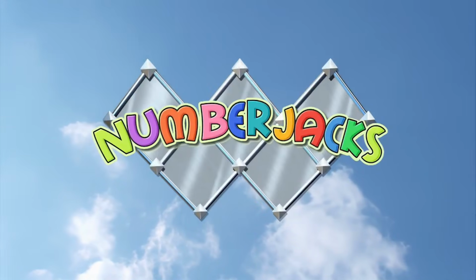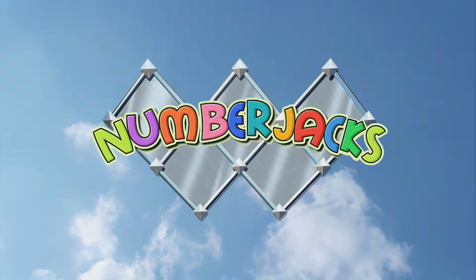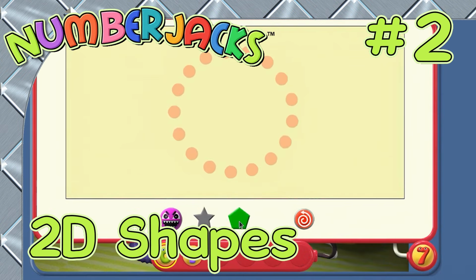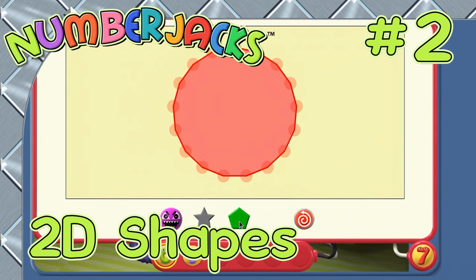The Numberjacks are on their way. Keep your eyes open for circles everywhere, Agent. It's a good way to learn with the Numberjacks.